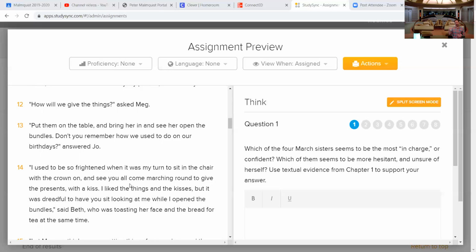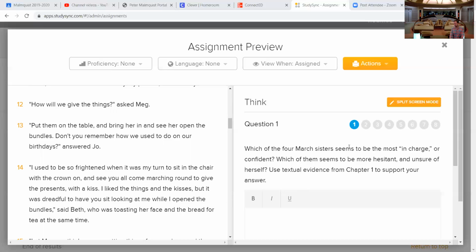So remember, we should have like 2 paragraphs here. You're going to have a paragraph for who was the sister most confident and a paragraph for who was the sister that was most hesitant, and use some of that textual evidence, okay? Throw something in quotation marks and include some of the story. Make sure you're annotating as well.